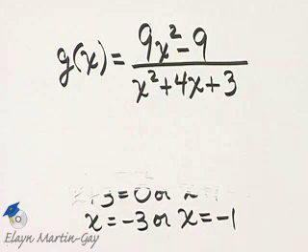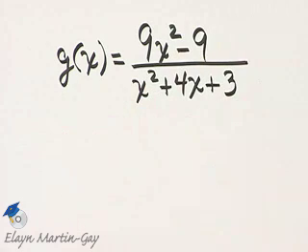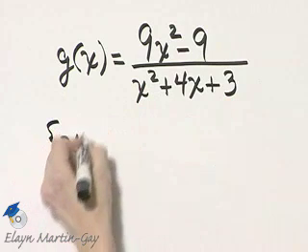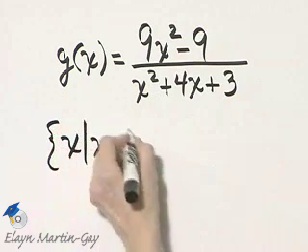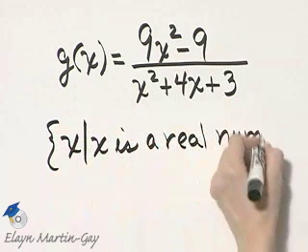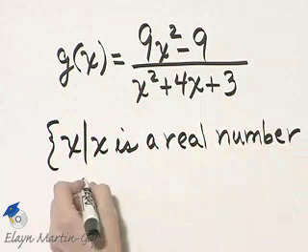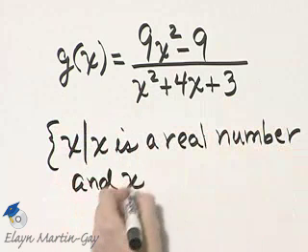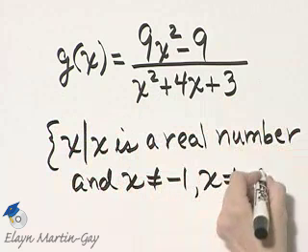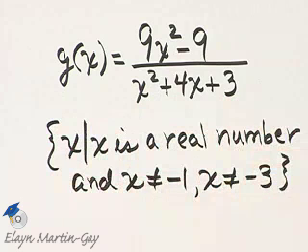So what will we let the domain be? The domain will be the set of all x such that x is a real number and x is not equal to negative 1. Also, x is not equal to negative 3. Any other real numbers, except for these two, any other real numbers are okay values for x.